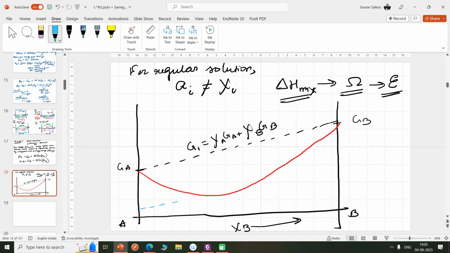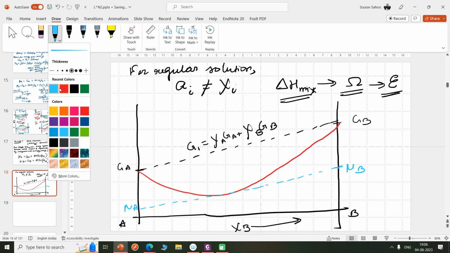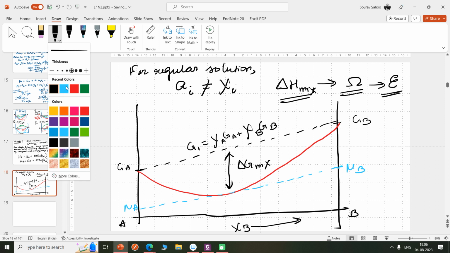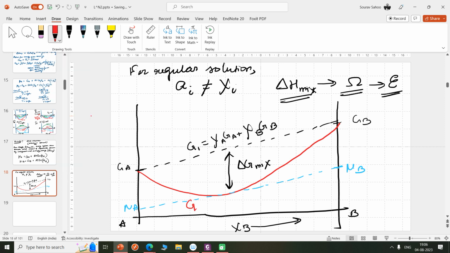And if we just take the tangent at this point, the intercepts give us the chemical potential, right? And the difference here is the del G mix, and G2, or the final curve shown in red is G1 plus del G mix.